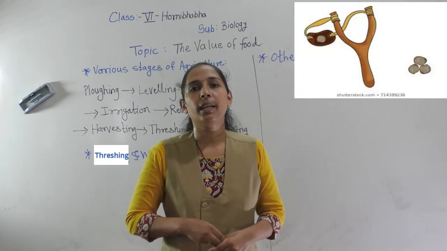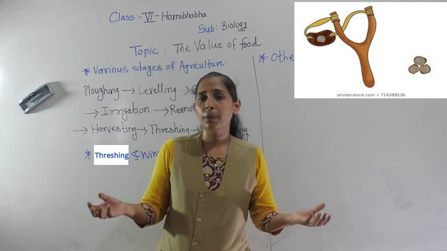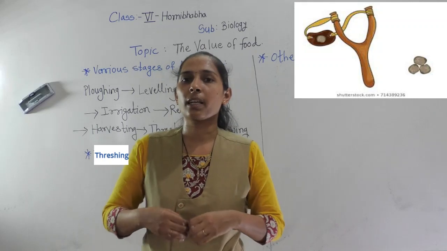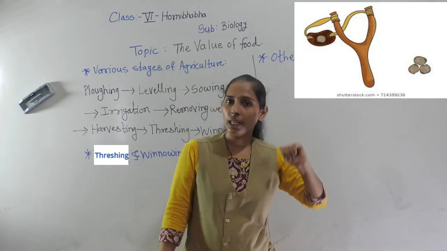In your image, you can see the scarecrow, and they can also use a sling. With the help of that sling, they frighten the birds, so the birds can get away from the crops. That you can also see in the image.